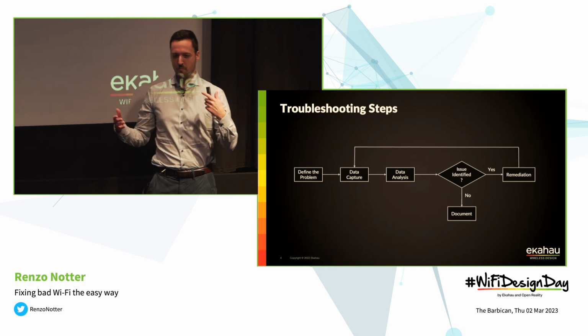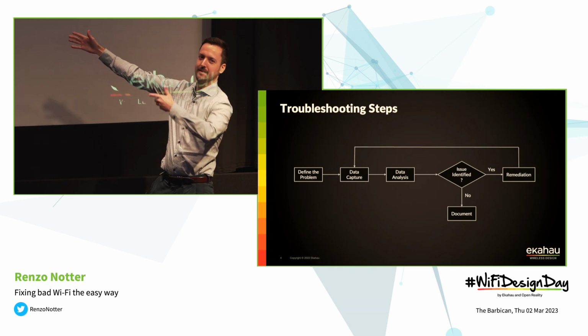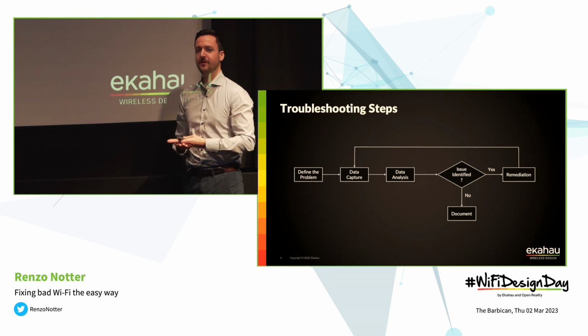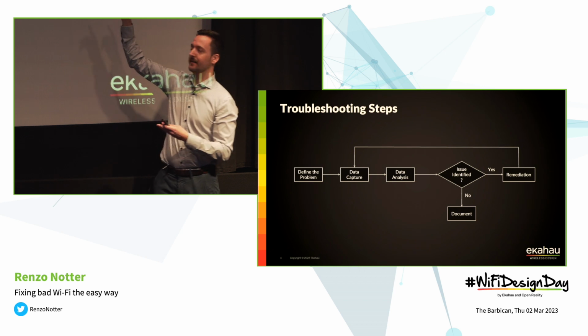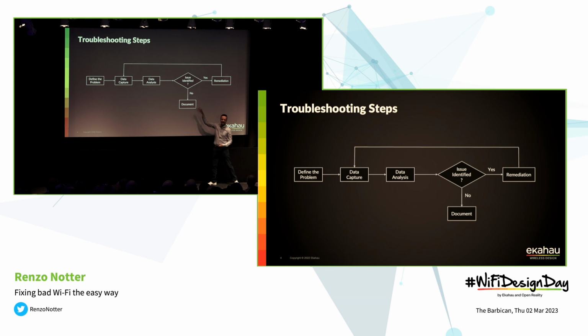So why it's important to do that is we need to know what the problem is before we can start capturing our data, analyzing the issue, and then analyzing the data. And if we identify the issue, we can then do our remediation. This point here is a little bit misleading, because if you do not find the issue, you can't just stop. You need to look better, right? But this is like a circle until we have troubleshooted everything we have.